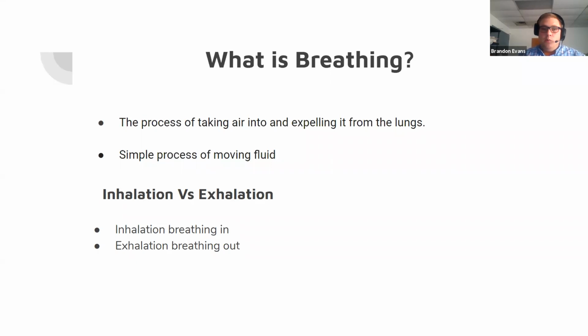So with that, what is breathing? Well, breathing is really the simple process of taking air into and expelling it from the lungs. It's a simple process of moving a fluid. In this case, we normally think of fluid as a liquid. However, gas can also be considered a fluid as well.